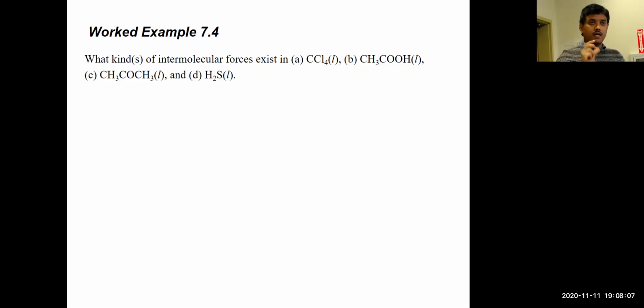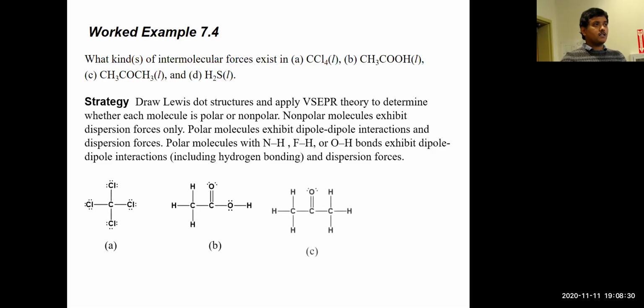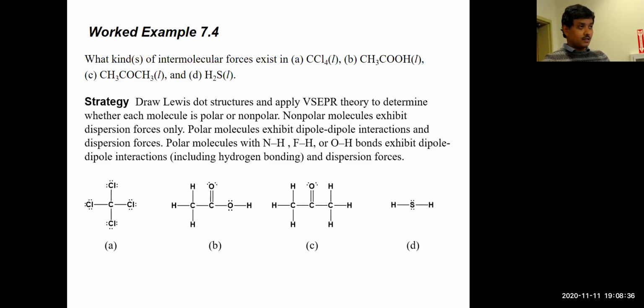Draw Lewis structures and look for nonpolar molecules, polar bonds, or polar bonds with hydrogen bonding. Then you can correctly comment on what type of intermolecular forces are there. So that's what we discuss here in the strategy. Your CCl4 structure should look like this, your CH3COOH structure should look like this, your CH3COCH3 structure should look like this, and your H2S structure should look like this.